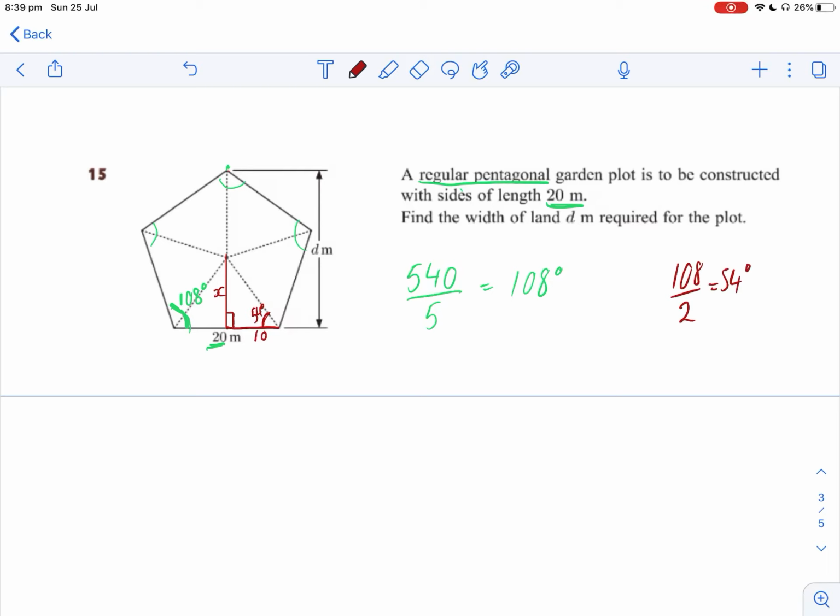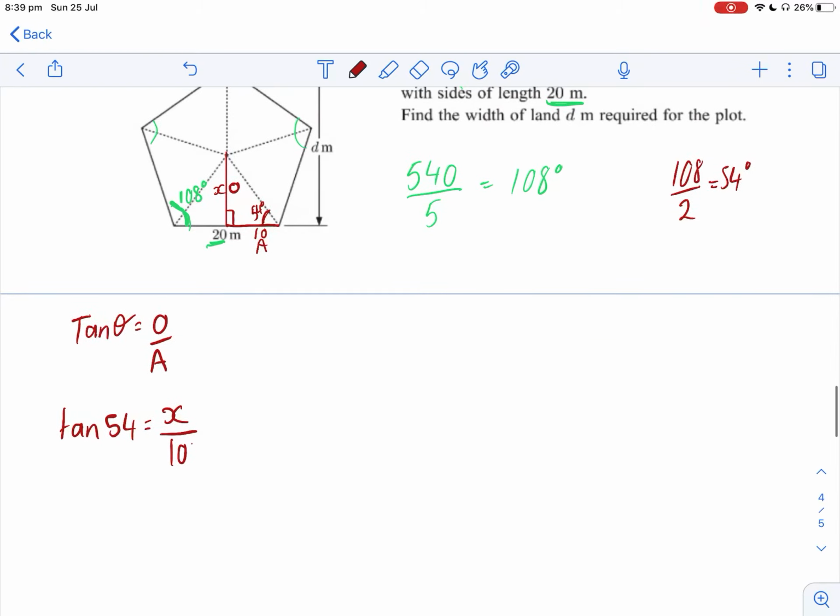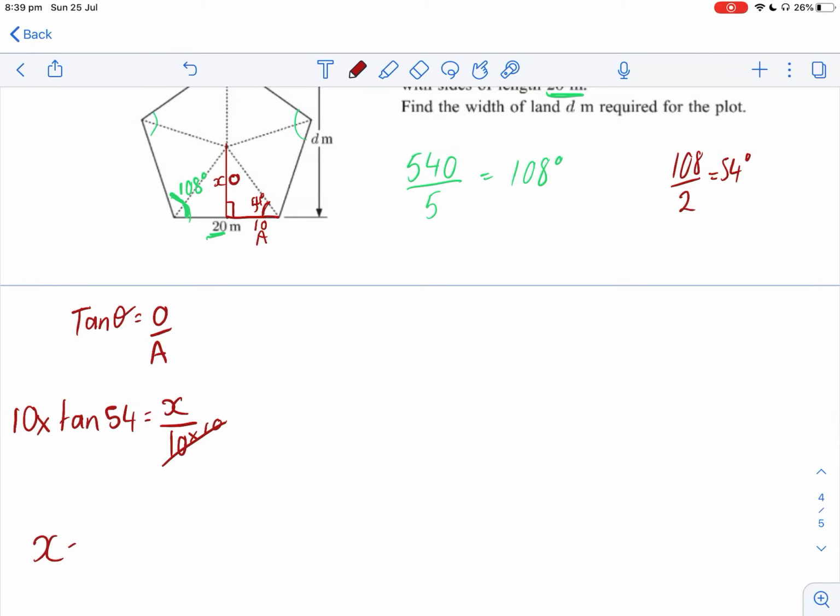If I'm thinking of my trig ratios, I've got my opposite and my adjacent, so I'm going to be using tan. I've got tan theta equals opposite over adjacent. Tan 54 equals x over 10, and I want to move the 10, so I'm going to times it by 10 here and times it by 10 here, and x is going to be about 13.7 meters.